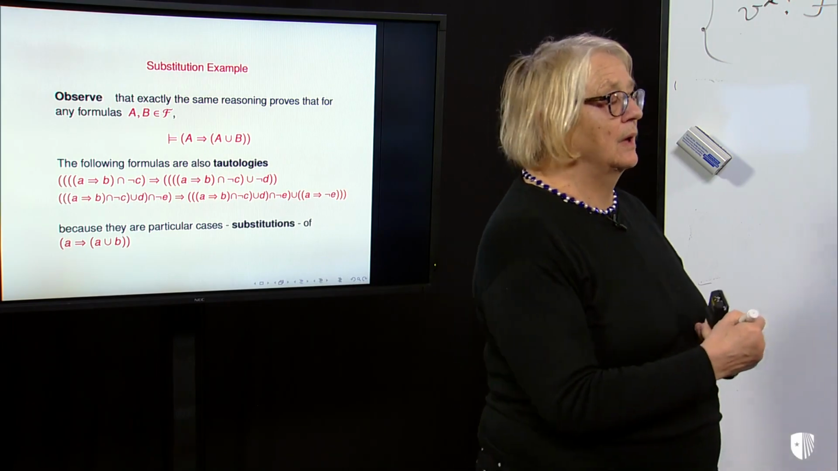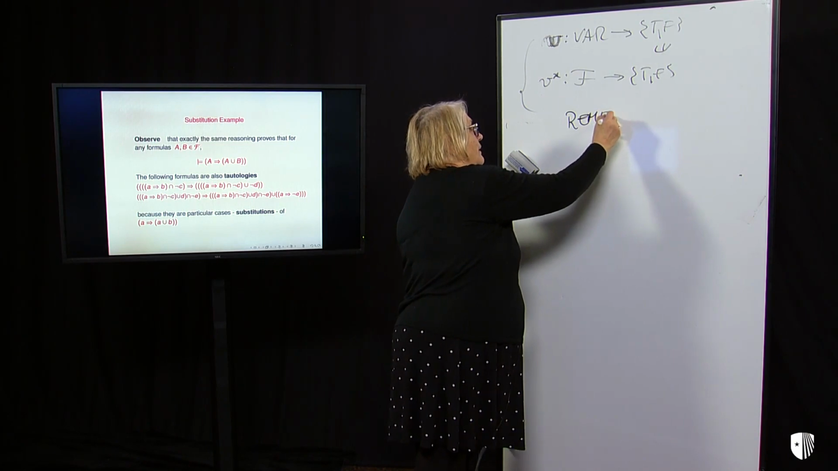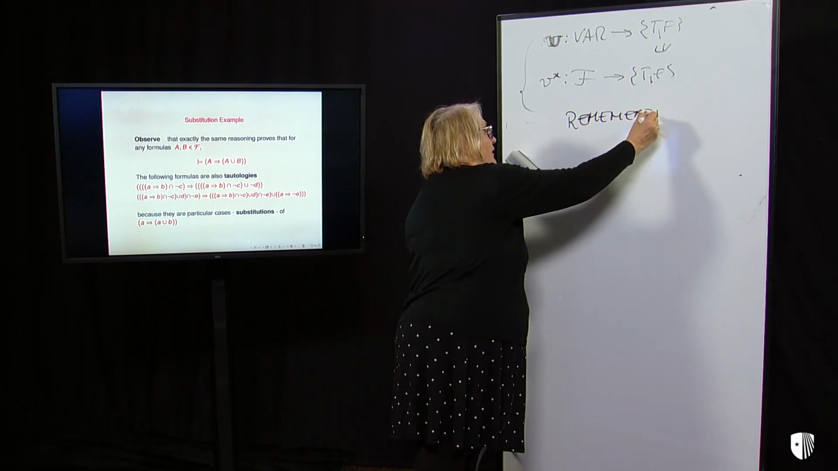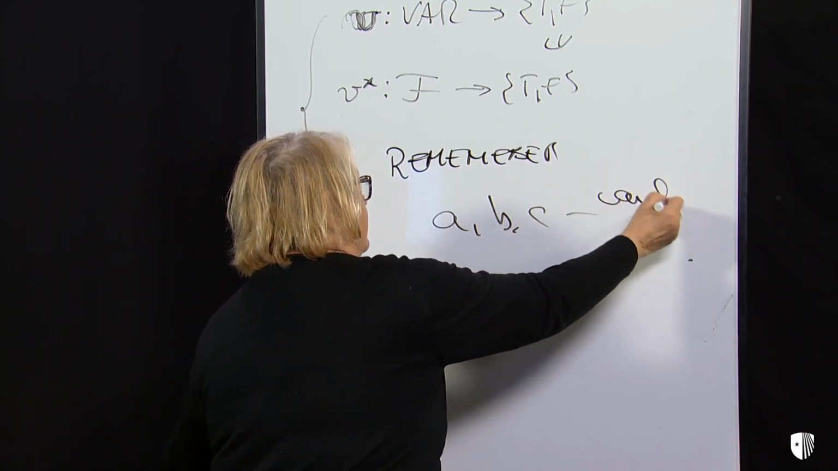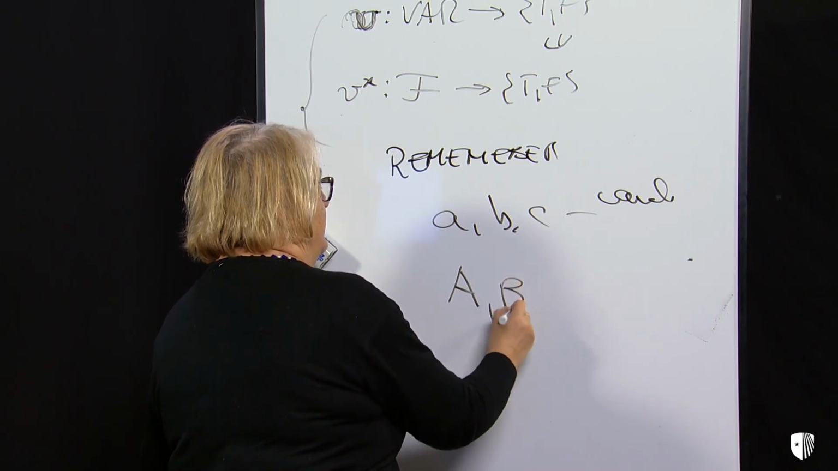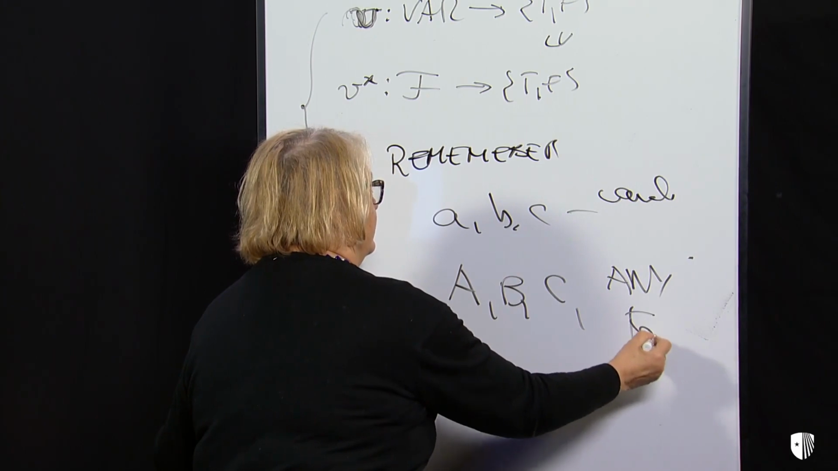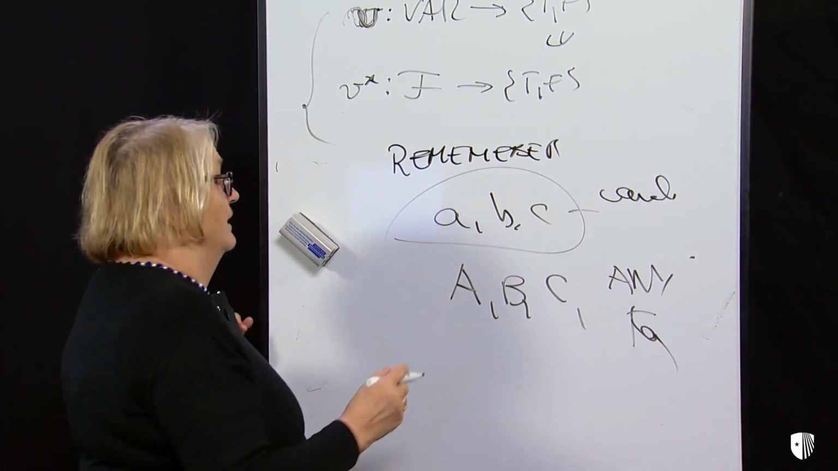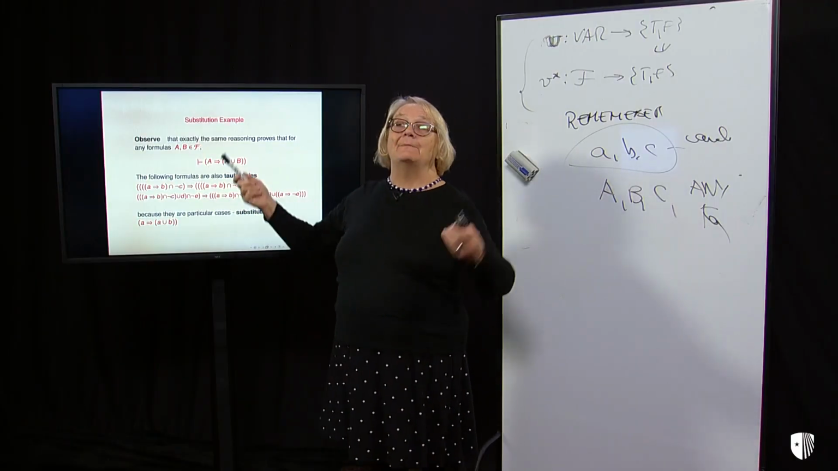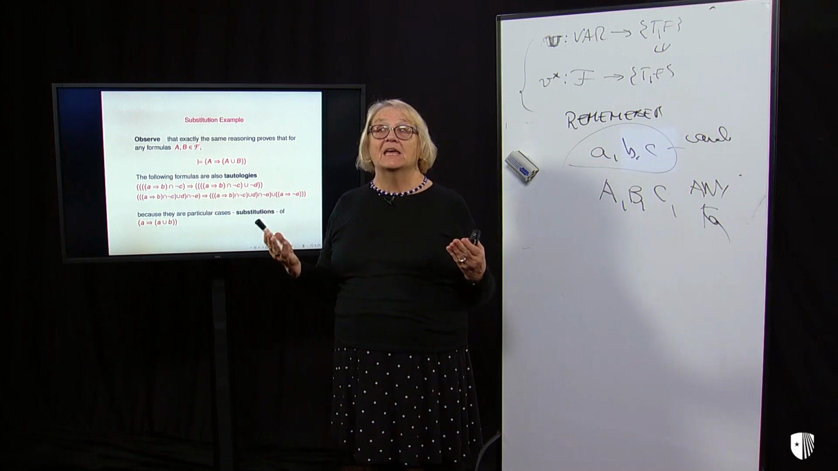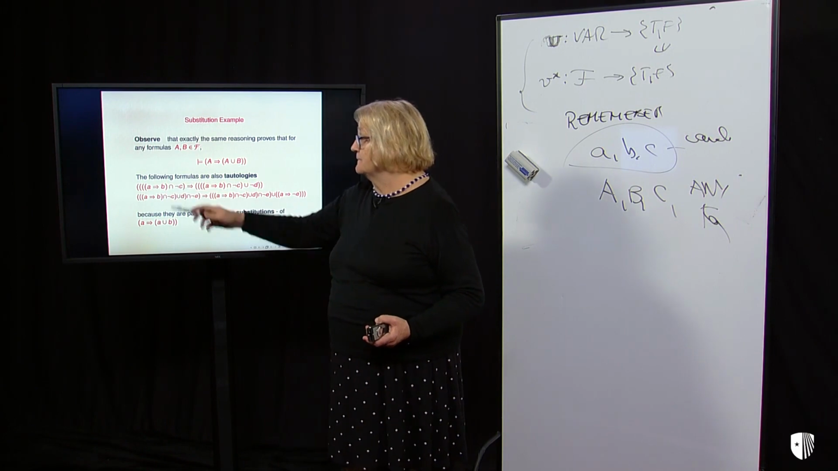Now, just to remember, now and forever, the variables A, B, C are any formulas. That's why we use different letters. If I say capital A here, it means that A can be any formula. For example, A can be this.